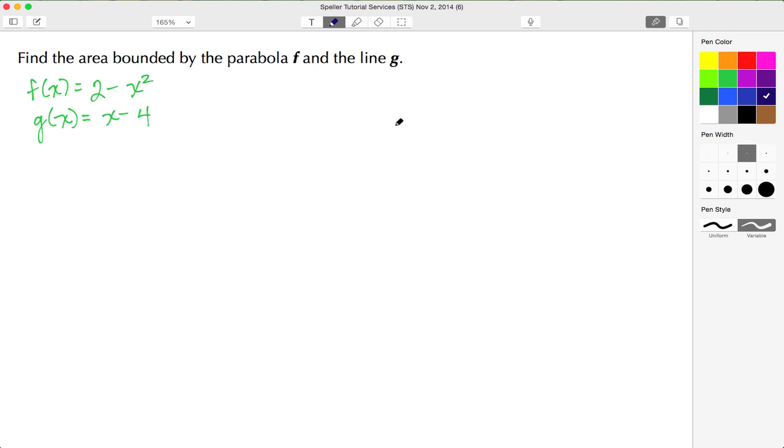Welcome back to STS. In today's video, we need to find the area bounded by the parabola described here as F and the line G also defined here. We begin by trying to find the intersection points, and we do that by setting these two functions equal to each other. So here we have 2 minus x squared is equal to x minus 4.